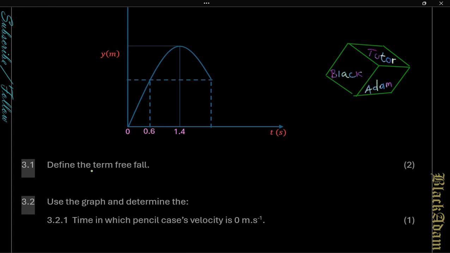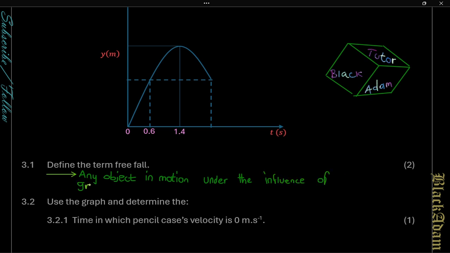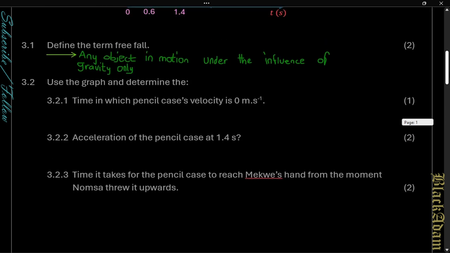Now let's define free fall. Free fall is any object in motion. The object has to be in motion, and it has to be under the influence of gravity only, or under the influence of gravitational force only. You can just use gravity, it's the same thing. So any object in motion under the influence of gravity only is under free fall.